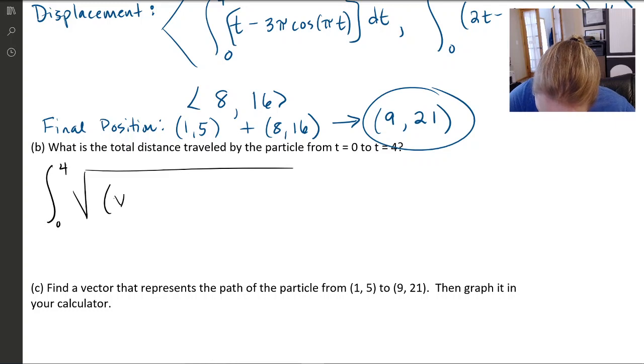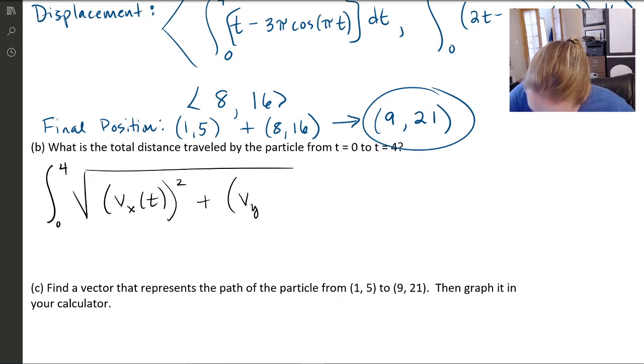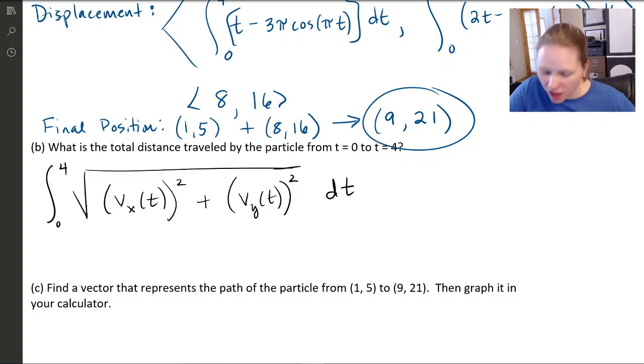So I'm just going to say the square root of v of x squared plus v of y squared dt. And this is another case where I would plug it into my calculator. I'd actually put the v of x into y1, I'd put the v of y into y2, and I'd use that feature on my calculator to save myself some time.